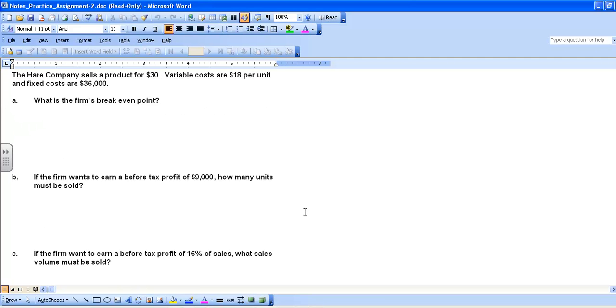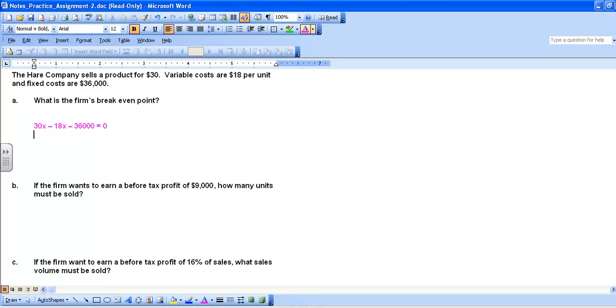Question 10. The hair company sells a product for $30. Variable costs are $18 per unit and the fixed costs are $36,000. So if we use our break-even equation, we're going to use our selling price, which is 30, times the number that we're going to sell, which we don't know, so X, minus our variable cost, which is $18, times the units that we're going to sell, which we don't know, so once again that's X, minus our fixed costs, which are $36,000, equals our break-even point of 0. So we're going to solve for X.